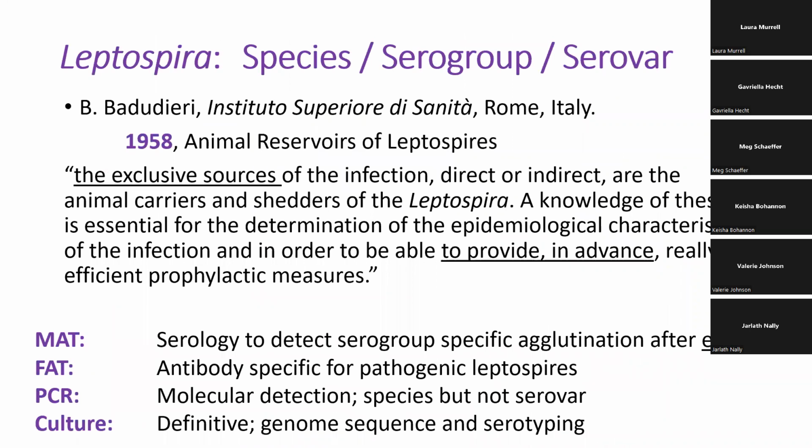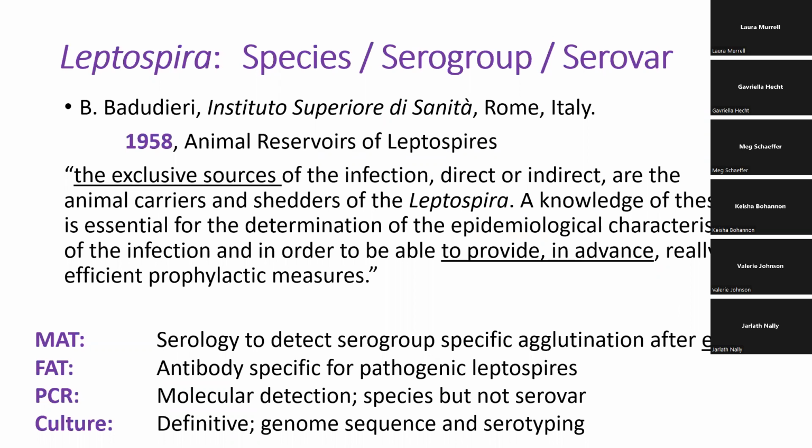So if we're going to do accurate epidemiology, we need to know what species we're dealing with. We need to know what serogroup we're dealing with. And ideally, we also need to know what serovar we're dealing with. Whether you're involved in human medicine or animal medicine, the exclusive sources of the infection, direct or indirect, are the animal carriers. There's a series of assays available to detect leptospirosis.